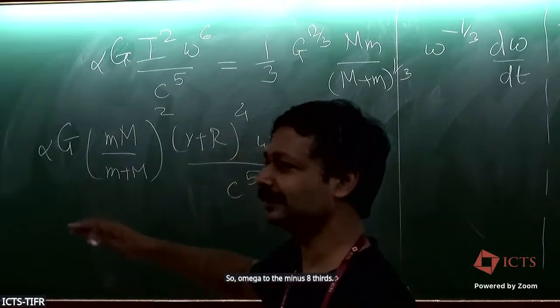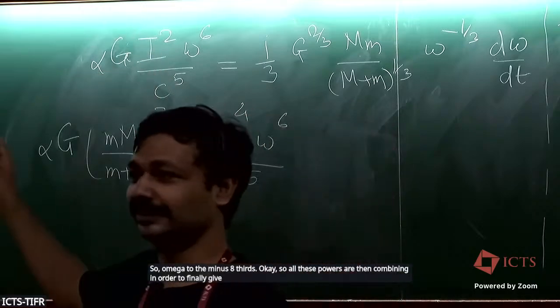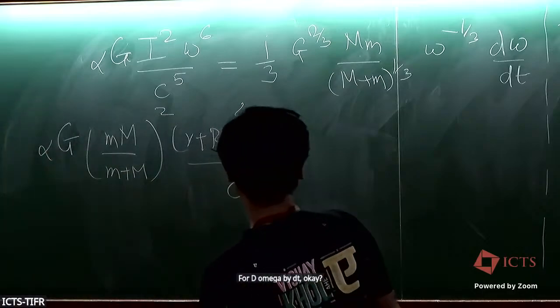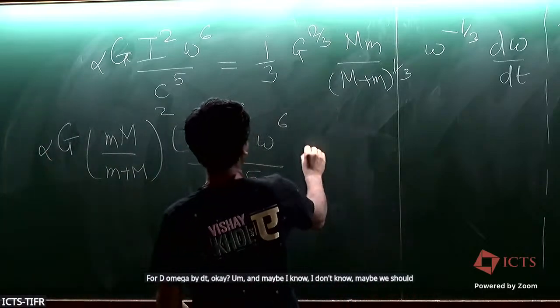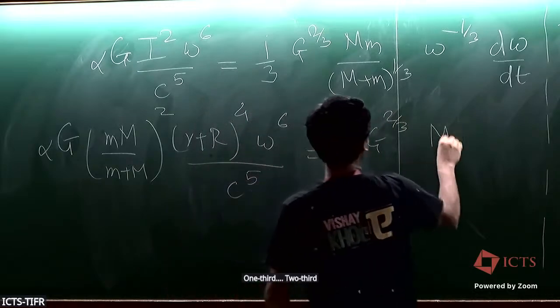Okay, so all these powers are then combining in order to finally give you that expression for d omega by dt. Okay, and maybe we should just derive it, right? So 1/3, 2/3 mM.